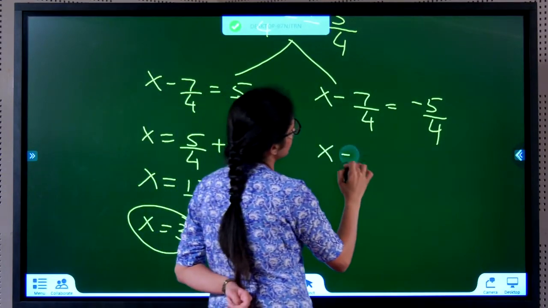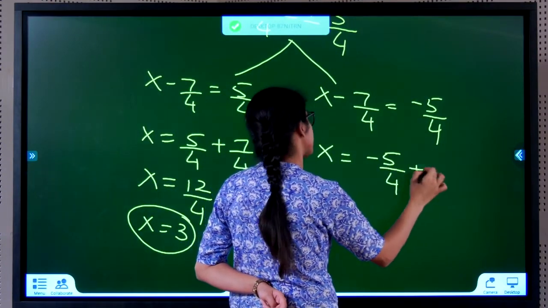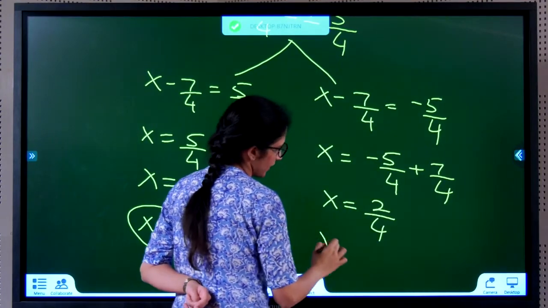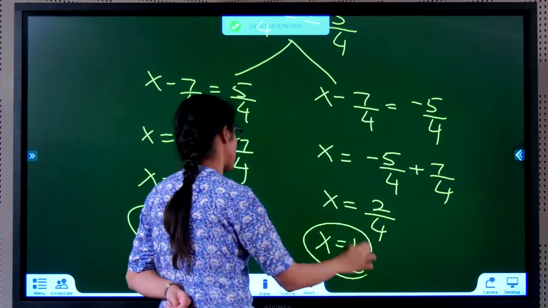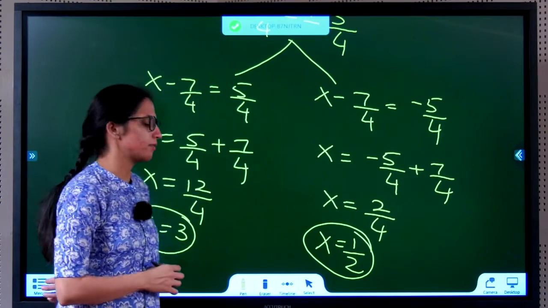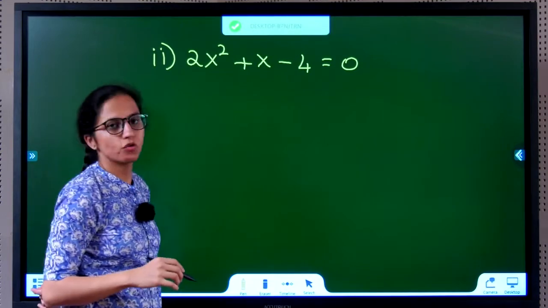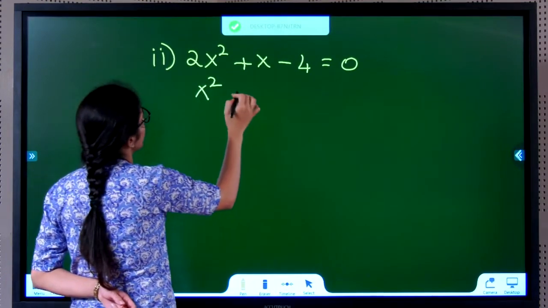Here x is equal to minus 5 by 4 plus 7 by 4. X is equal to 2 by 4. X is equal to 1 by 2. So your solution is x equals 3 and 1 by 2. Second question, 2x square plus x minus 4. So divide everyone by 2.